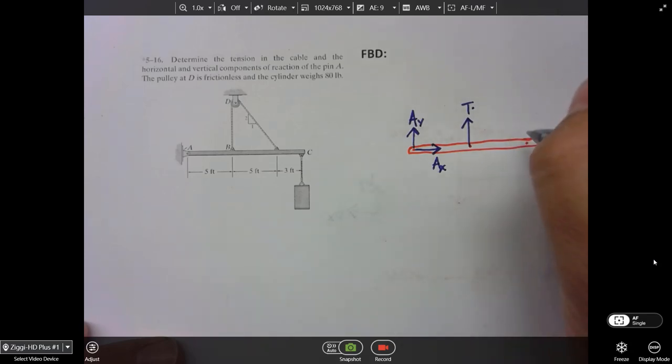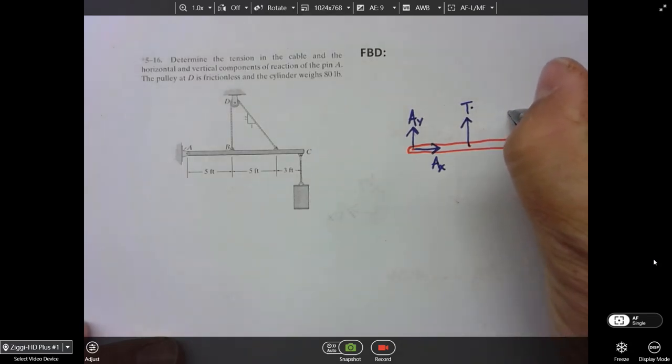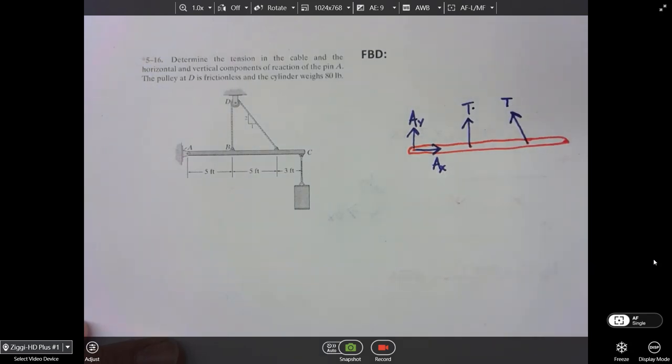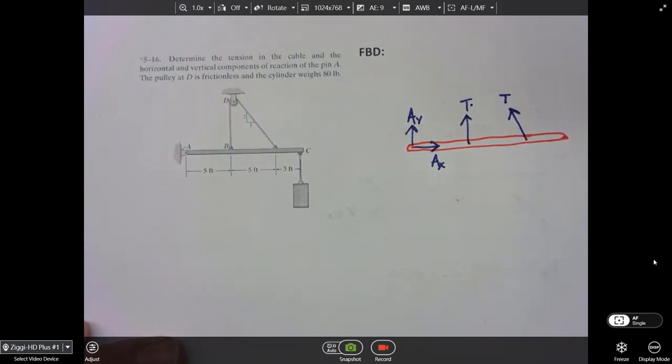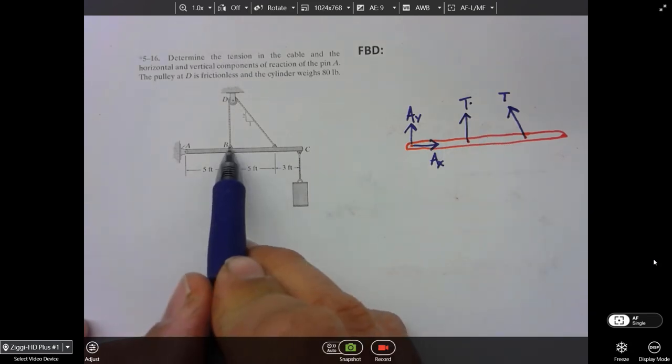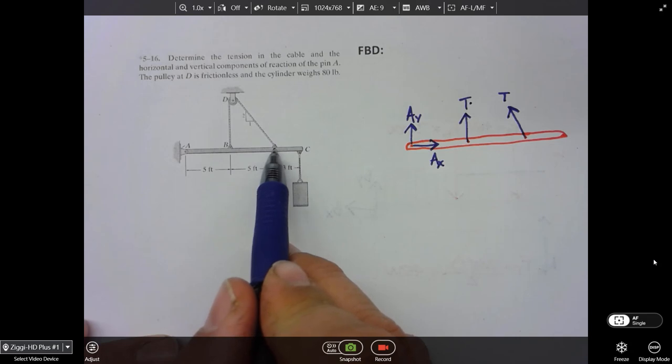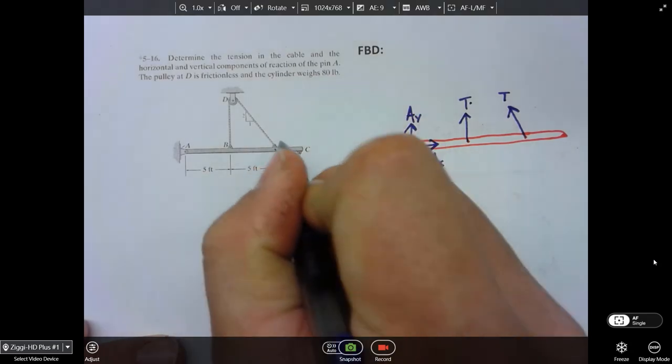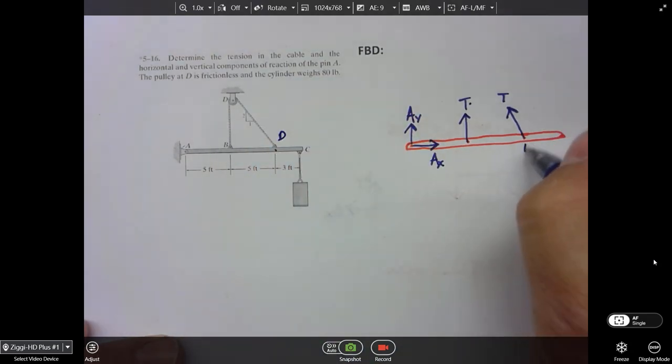Yes, so the cable also connects over here, right? Still with a force T. It's not a new variable because it's the same rope, right? It goes over a pulley, and one of our assumptions in the class is that a rope has a constant tension throughout its length. So that means if it is pulling at B with a tension T, it's also pulling at, oh, it's not labeled, so we'll call it D with a tension of T.